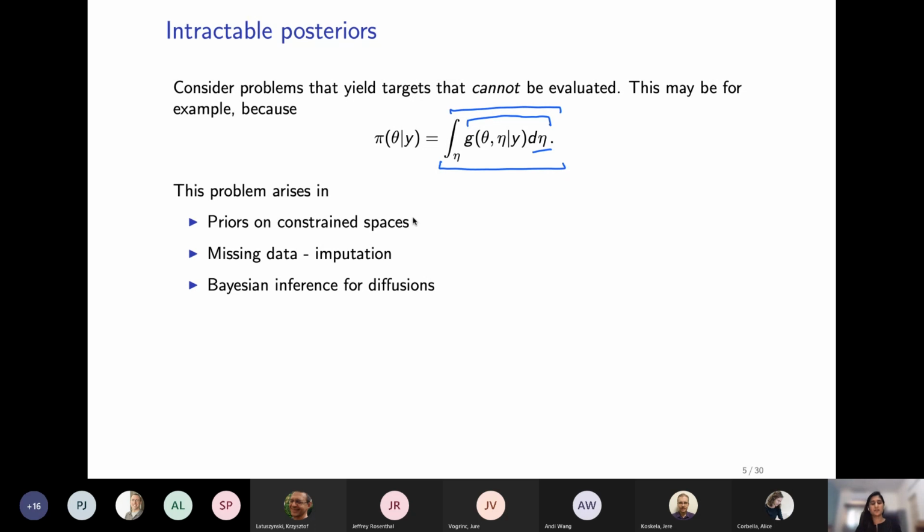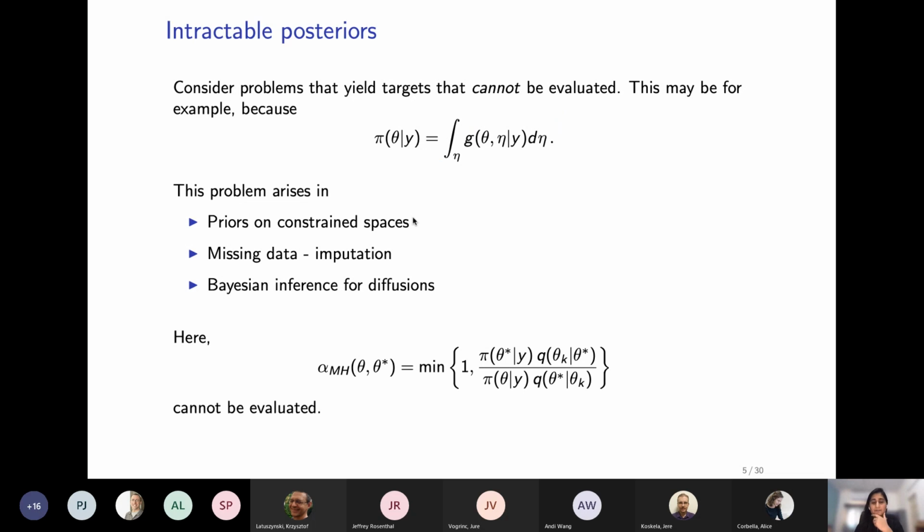And so problems like this can arise in problems with priors and constrained spaces, which is a particular example that we're going to look at in this talk. They'll also occur potentially in missing data problems, where in the likelihood we're trying to impute values, so there are natural expectations that arise in there. And very naturally, they occur in Bayesian inference for diffusions, which is a significant area of application for our work, but I'm not going to talk about that application here.